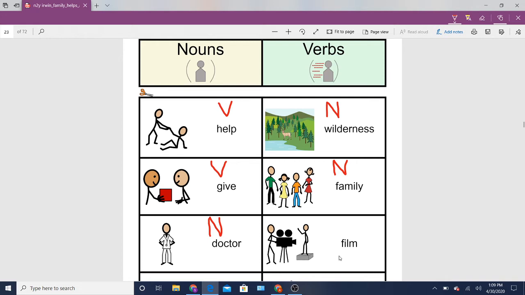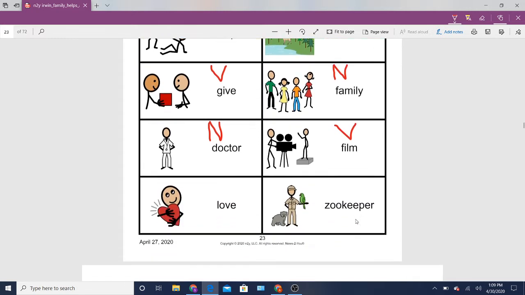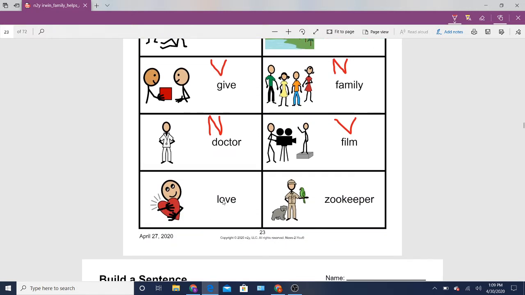How about film? Is film a person? No. Is it a place? No. Is it a thing? No. Can you film someone like you see in the picture? They have the video camera and this person is filming this one. Yes, that's something you can do, and something you do is an action word or a verb. How about love? Can you love someone? Absolutely. And that would be a verb. Zookeeper. A zookeeper is a person, and remember that a person is a noun. So we're going to put an N for noun.